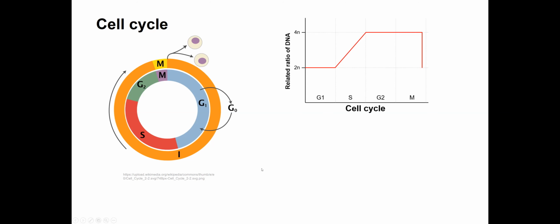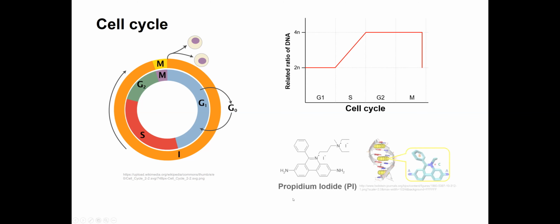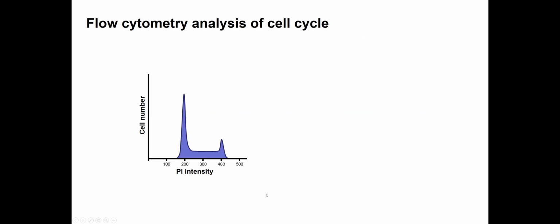So to measure this DNA amount, usually we use a DNA intercalating reagent. This is one of the popular ones, propidium iodide. It is inserted into the DNA structure, and once it binds to DNA, it generates a very strong red fluorescence. Then, utilizing FACS, we can get this kind of information.